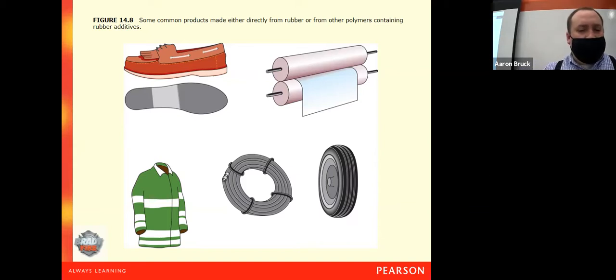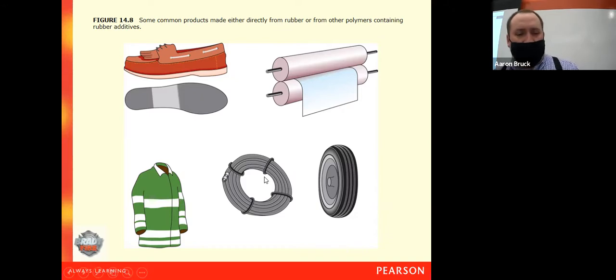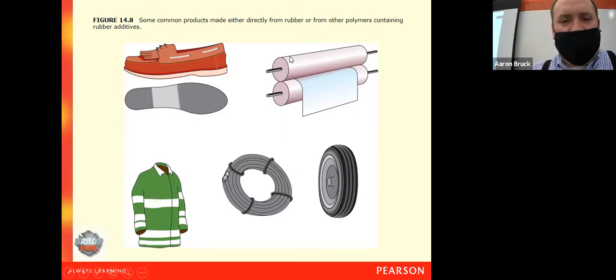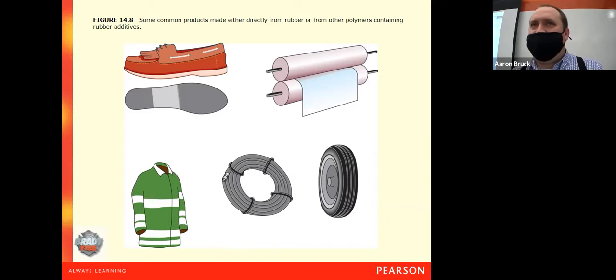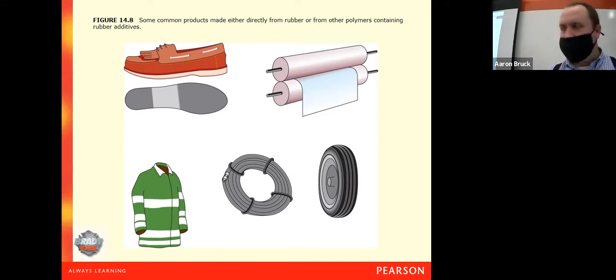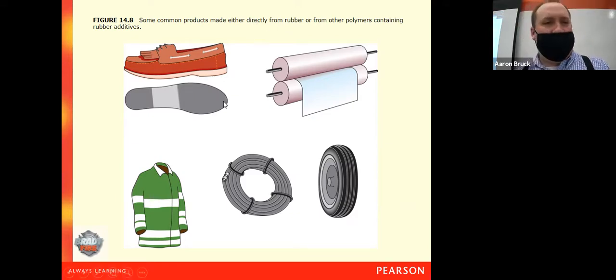We also see it used for things like rain jackets, rubber tubing and rubber hoses, tires, rolling materials, whether it's rollers for producing textiles or other kinds of fabrics. We see rubber used in a lot of types of machining and processing, especially for things that are relatively soft or pliable, that we want to come out very flat.